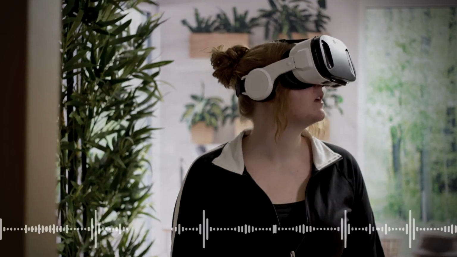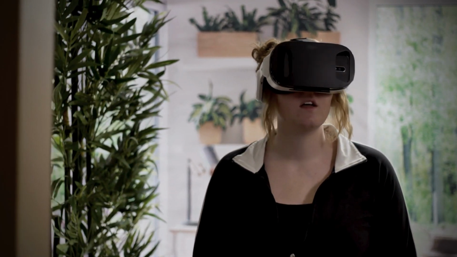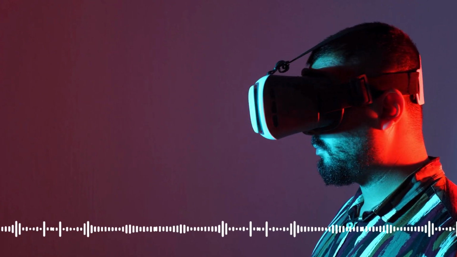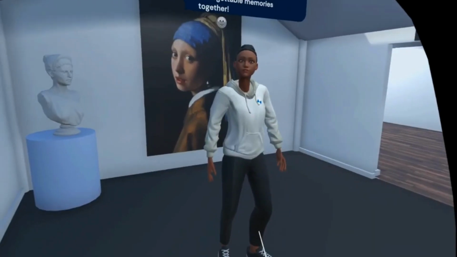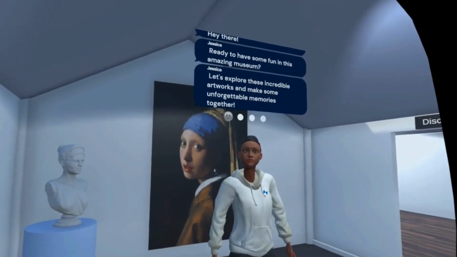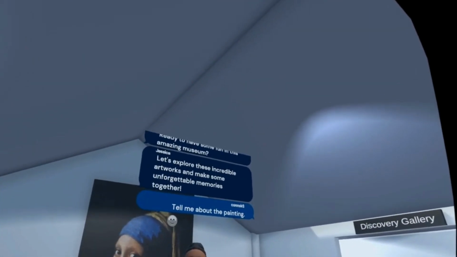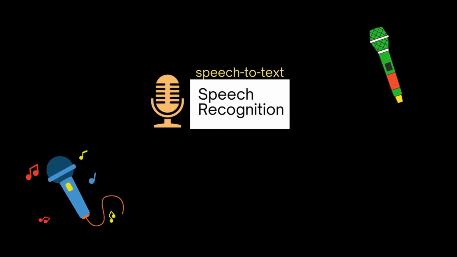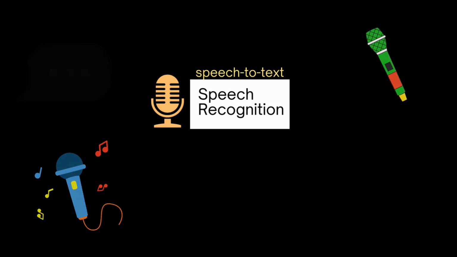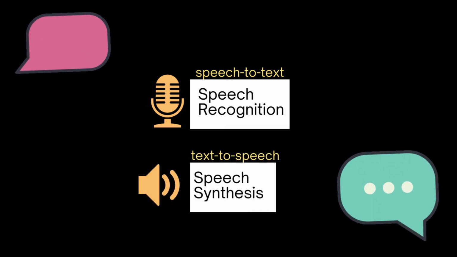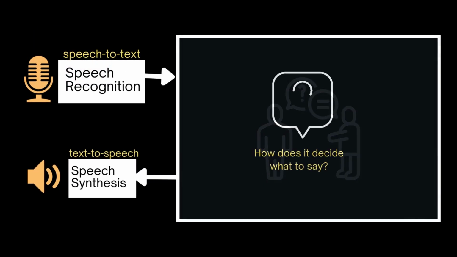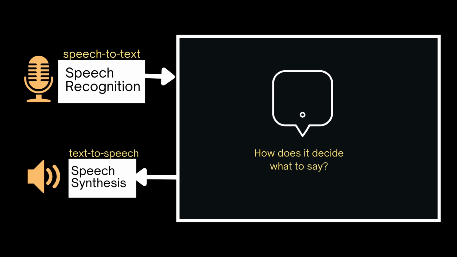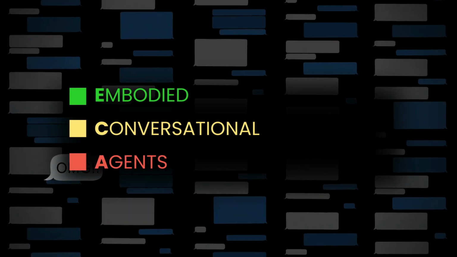Modern extended reality devices are typically equipped with microphones and speaker or headphone outputs. Thus, by using speech recognition and synthesis, modern conversational agents can engage in elaborate real-time conversation with humans. We discussed how the ECA uses speech recognition to convert the user's speech into text. Then we saw how it uses speech synthesis to convert its own text into speech. But what does this text contain, and how does it decide what to say in response to the user?